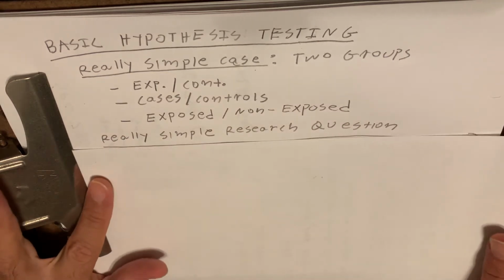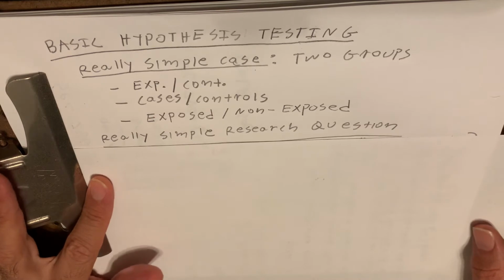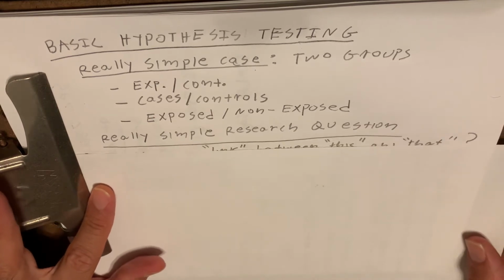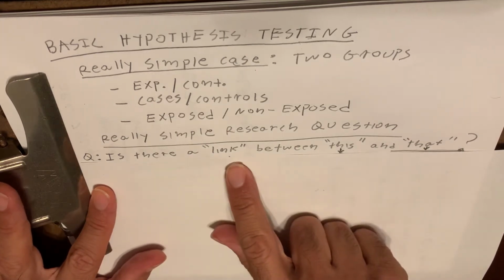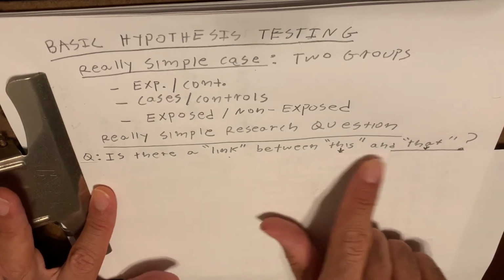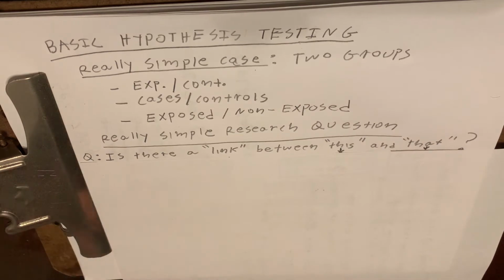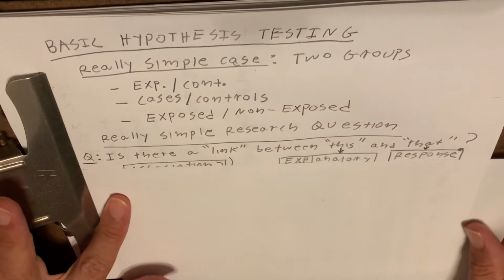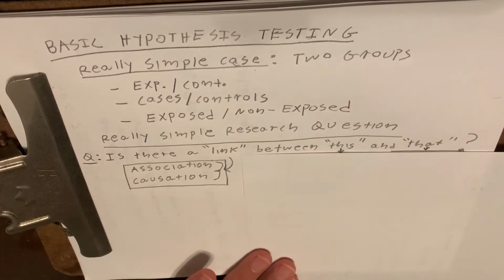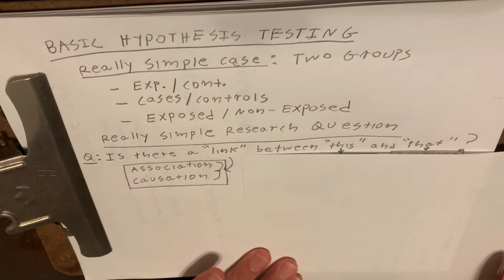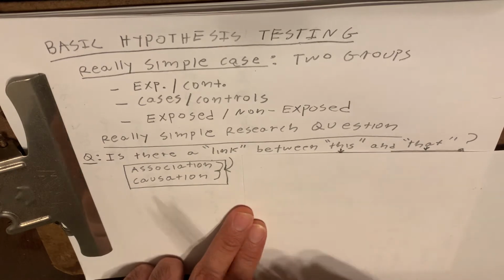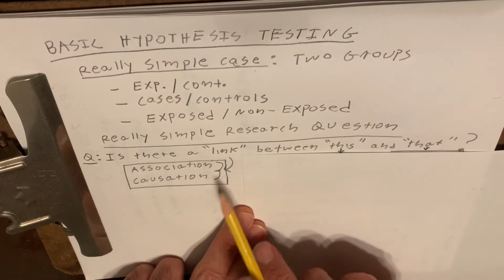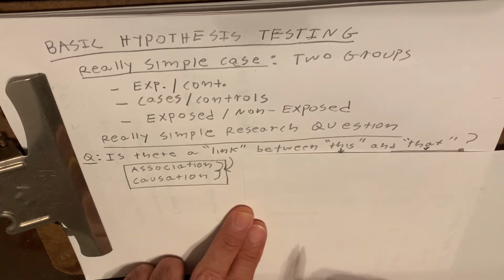So with this really simple idea, we also have a really simple research question. And that question is, is there a link between this and that? It's about as simple as you can get. Now let's talk about links. There are two types of links that you are responsible for in a college-level statistics course. One type of link is called an association. And you could say, for example, there is an association between this and that.